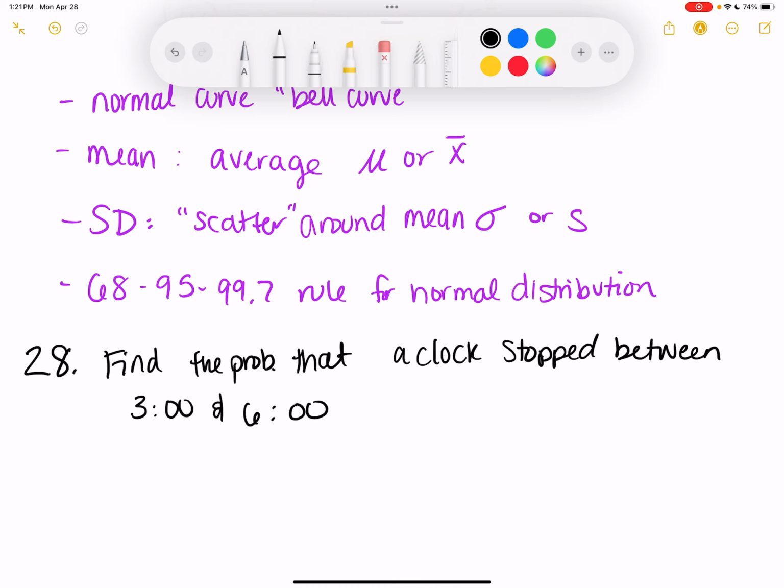All right, so did they specify AM or PM? No. So they do not. So that means how many times a day can this happen? Well, we have 3 a.m. to 6 a.m., 3 p.m. to 6 p.m., and 3 a.m. to 6 p.m.